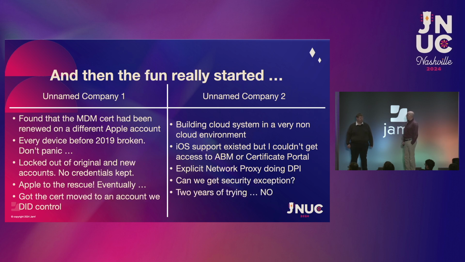Can we get a security exception through the network proxy at number 2? Nope. 2 years of trying, nope. And that included meetings to ask permission to have meetings with other people. Yep, that really did happen. And yeah, got the cert on number 1 moved to an account that we did control, and everything, thankfully, has been fine since. So, what do we get from this?